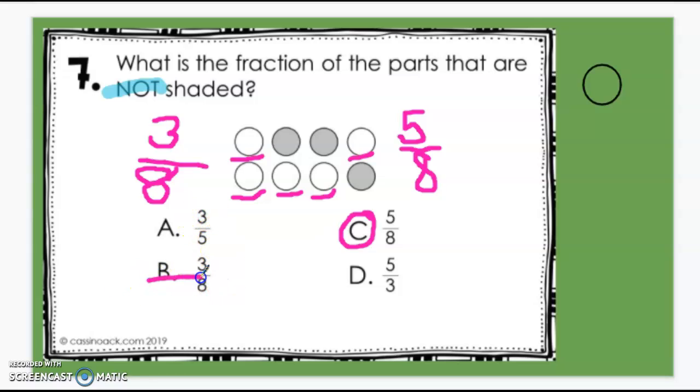Why did they throw in 3/5? Because you have 3 pieces that are shaded and 5 pieces that are not shaded, okay? Same thing with 5/3. You have 5 pieces that are not shaded and 3 pieces that are shaded. But remember, when you're doing your fractions, I want you to find your denominator first and then the number of pieces that it's looking for, and that's going to really help you get the correct answer.